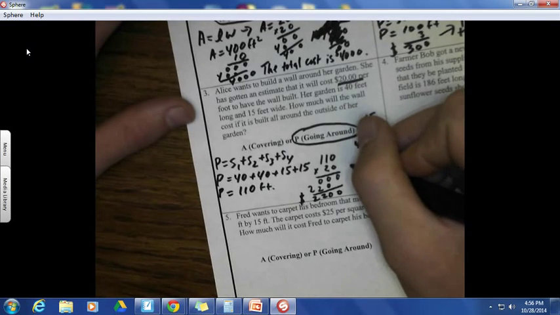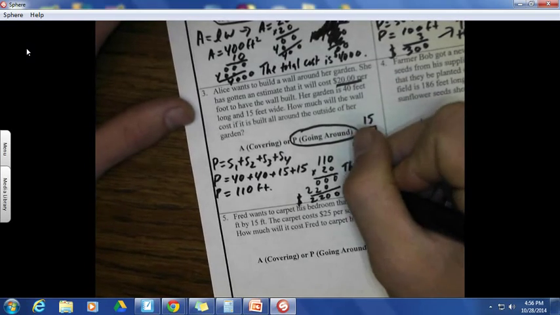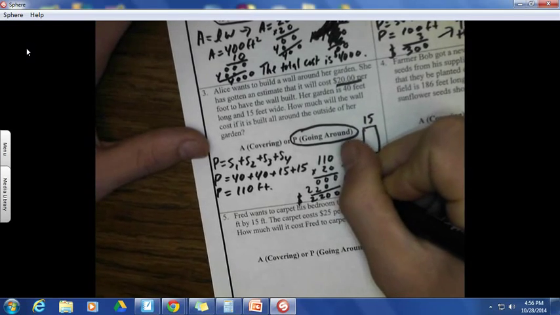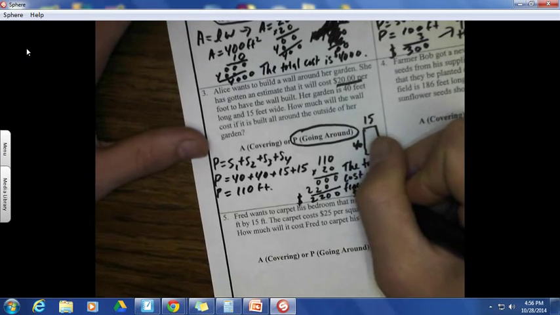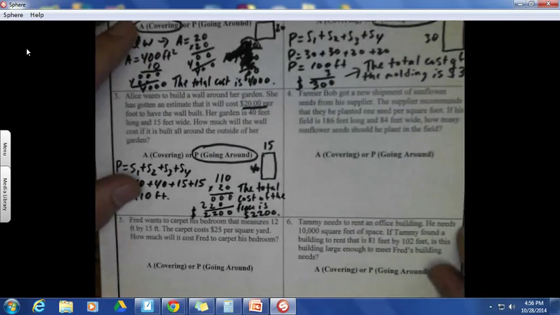So let's shorten the sentence here since I'm running out of space. The total cost of the fence is $2,200. Very good. Alright, let's look at number 4.